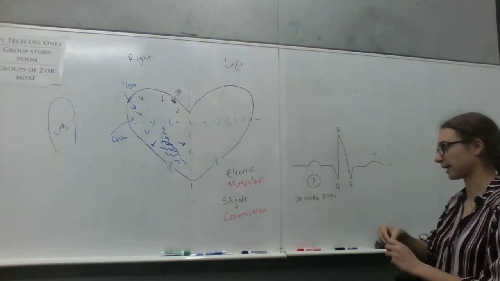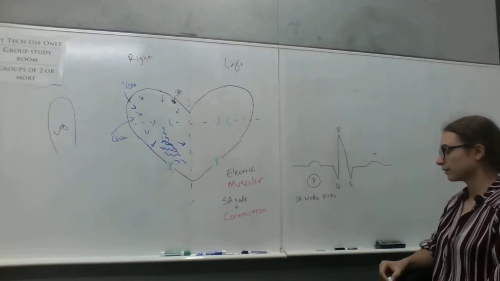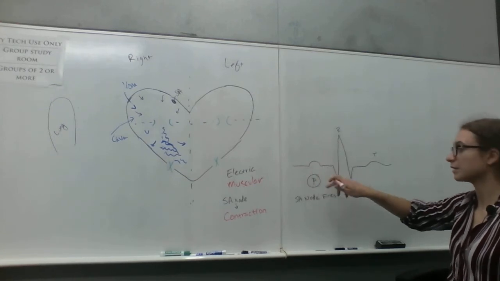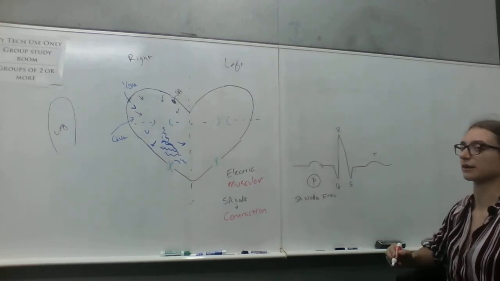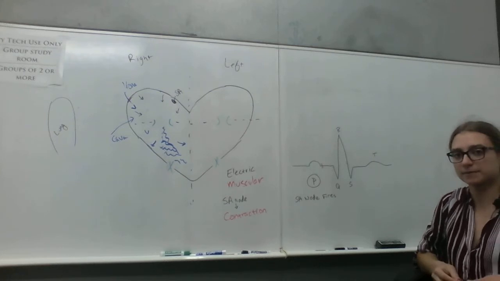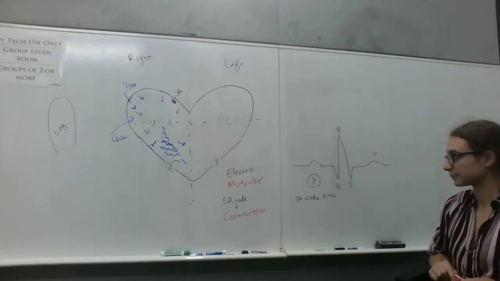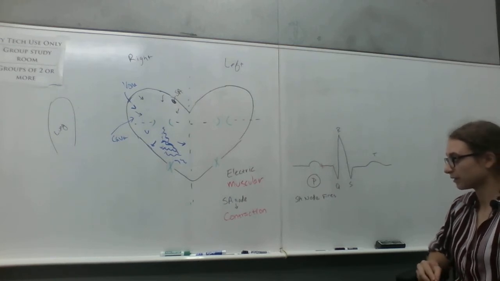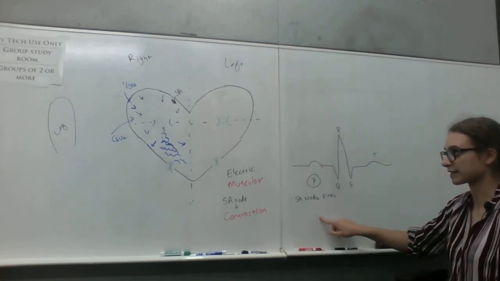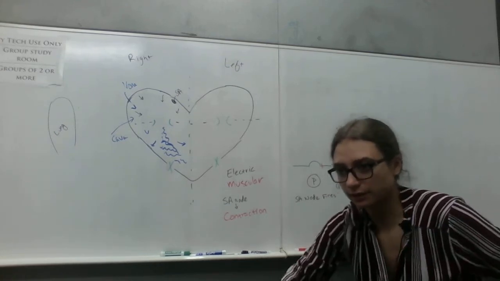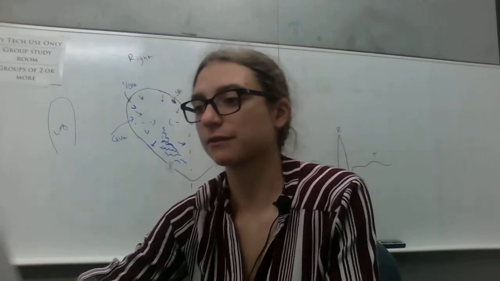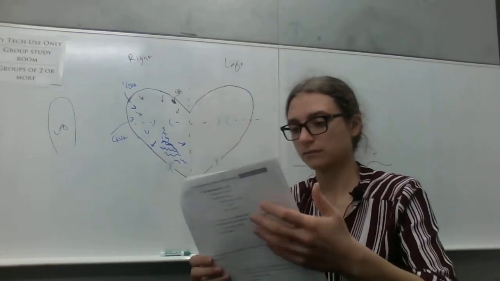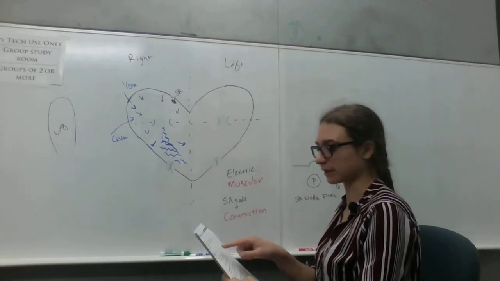So we're going to talk about the P wave. So you have the SA node fire, which is this little lump, and then you're going to have the muscular action right there, which is when the heart contracts. So that's why that first little box right here is P wave. So that's atrial contraction. It's underlined and everything.